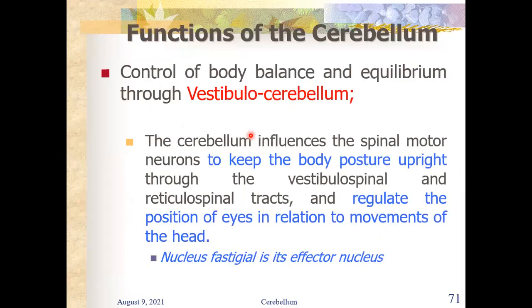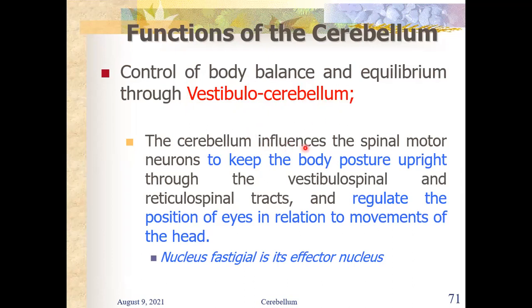So we also have other functions of the cerebellum. Control of body balance via the vestibular cerebellum, like we had seen before. Impulses come in from the vestibular nuclei to the vestibular cerebellum. The importance of that pathway is to control body balance and equilibrium.